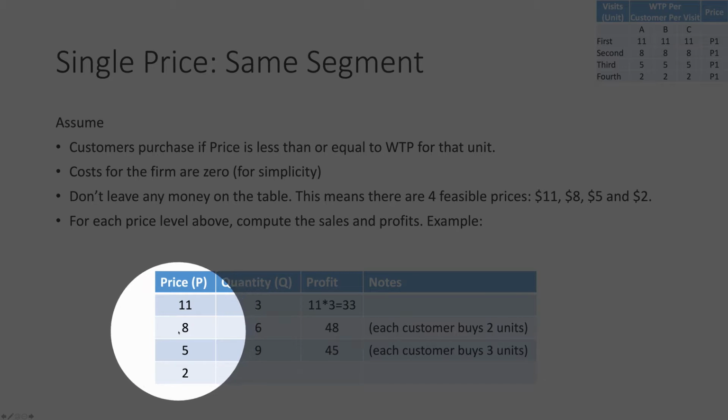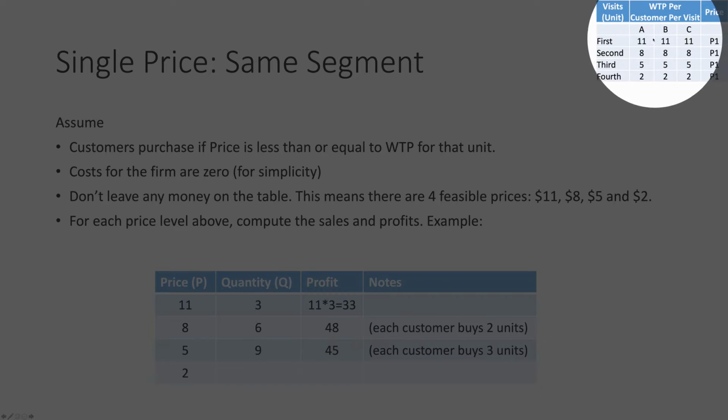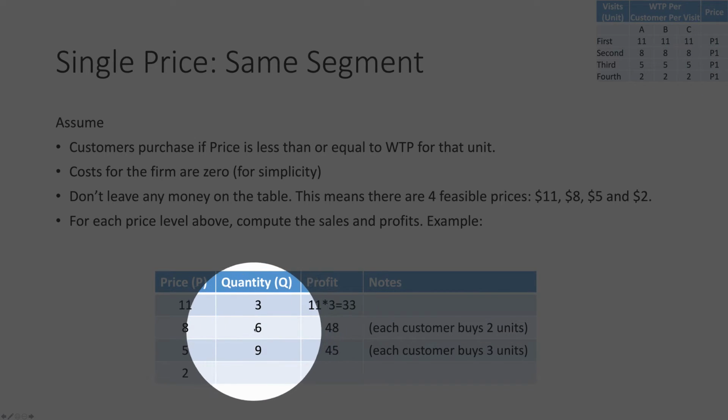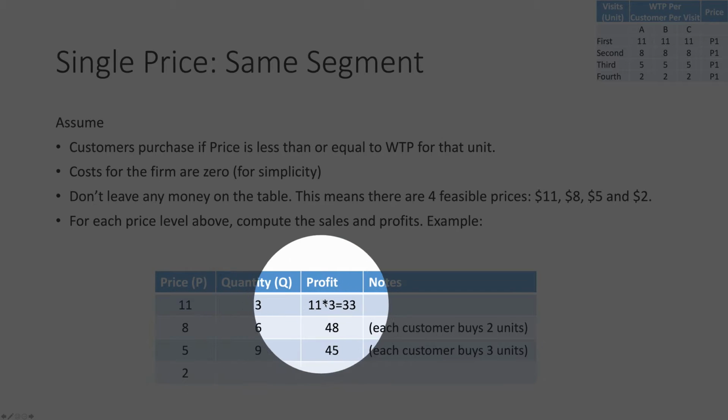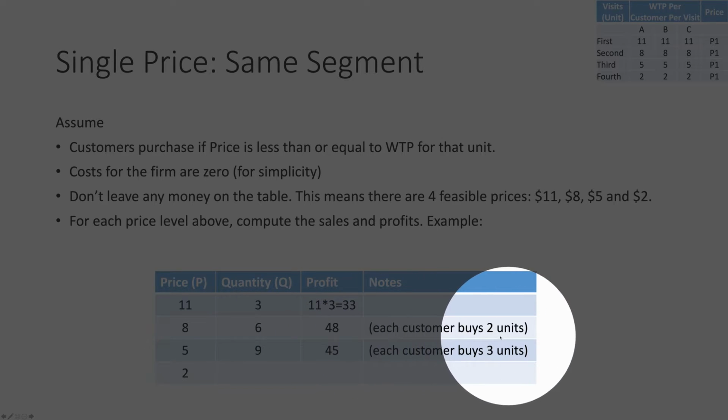Second, we consider if we charge the price of $8. So when we charge $8, we have 1, 2, 3, 4, 5, 6. So 6 units of cinema visits have willingness to pay at $8 or above. So the total quantity of sales is 6, and 6 times $8 is 48. So each customer buys 2 units.